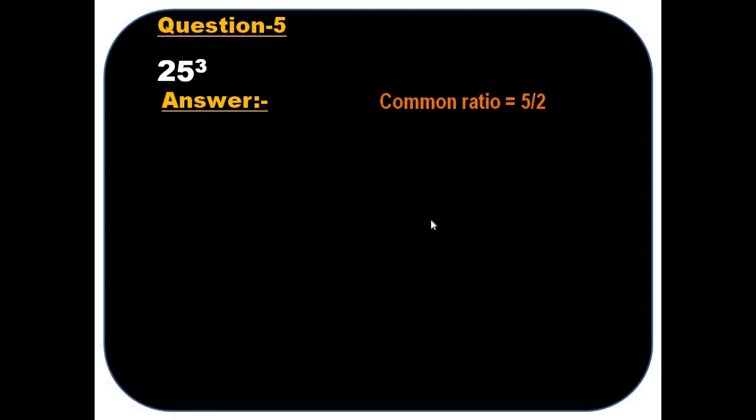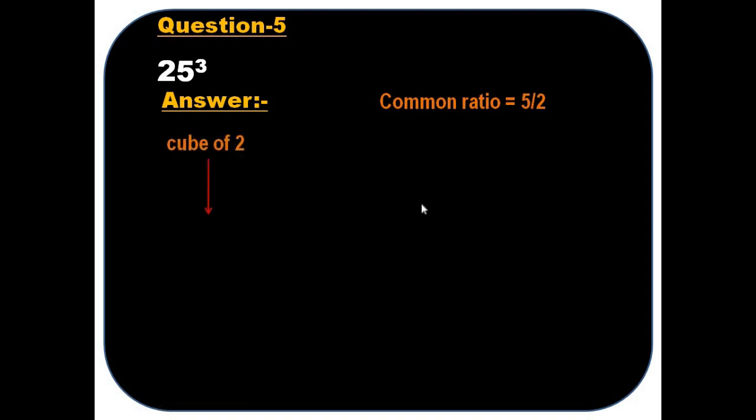Question number 5, 25 cube. Common ratio is 5 by 2. Multiplying by 5 by 2 means dividing by 2, then multiplying by 5. That is the meaning. If we are multiplying a number with 5 by 2, that means just divide by 2, then multiply by 5. That is the meaning of the multiplication with the 5 by 2.